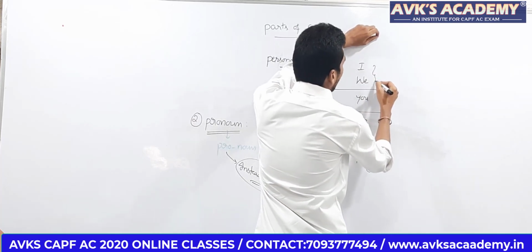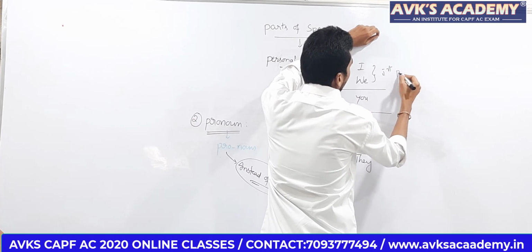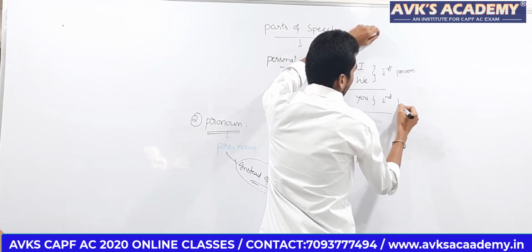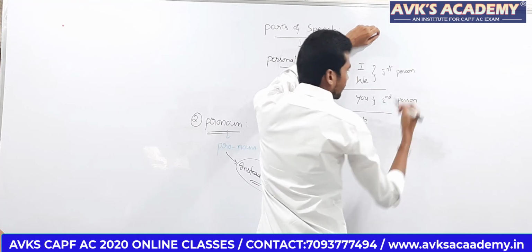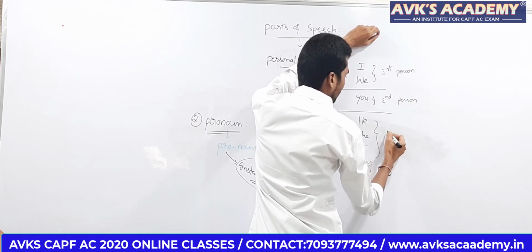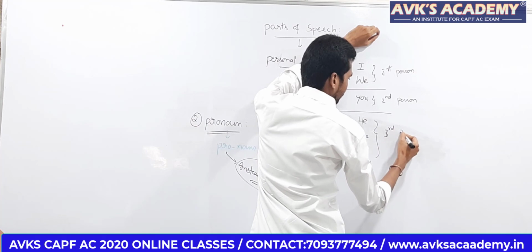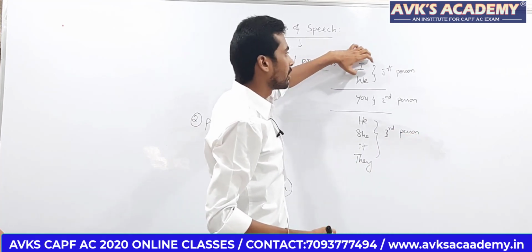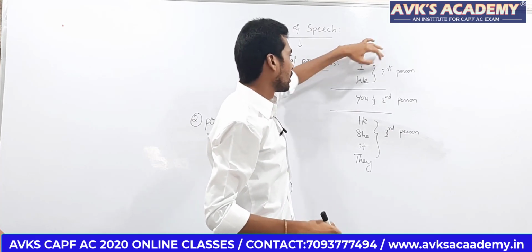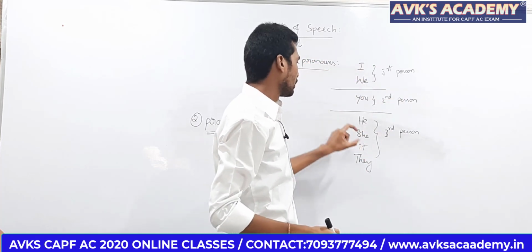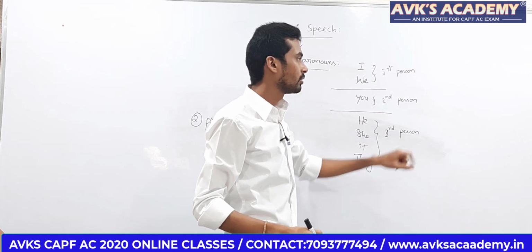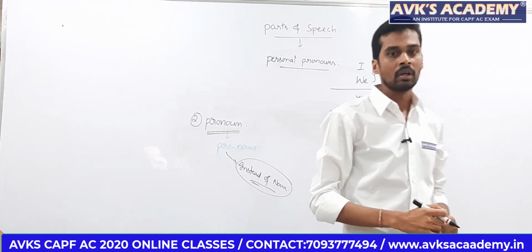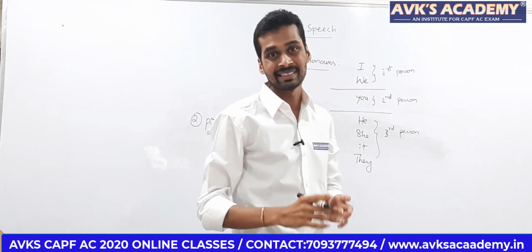I and we are called first person. Remember this. You is called second person. He, she, it, they are called third person. In English, I and we are called first person. You is called second person. He, she, it, they are called what? Third person. This is useful when we deal with a topic called subject verb agreement.